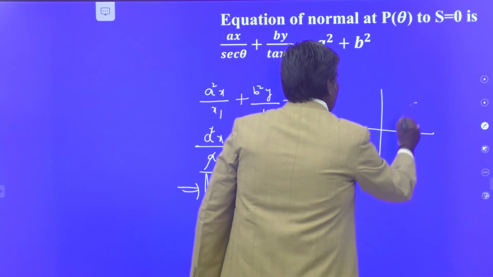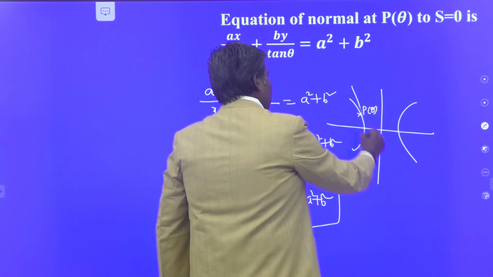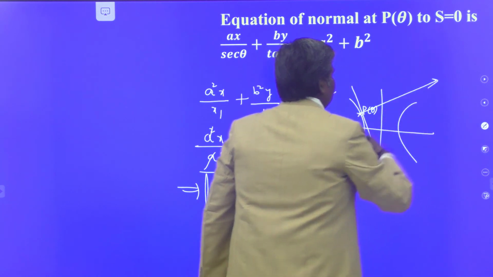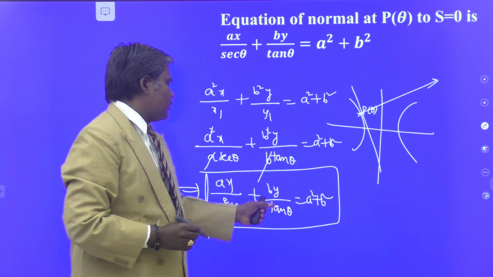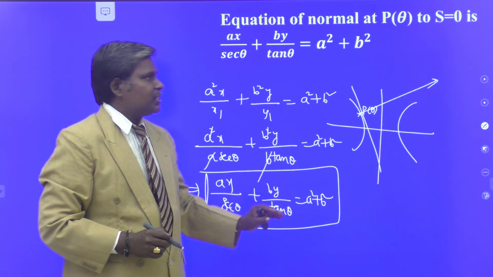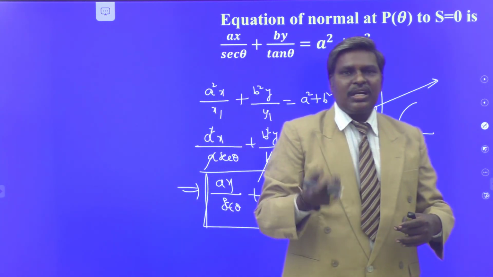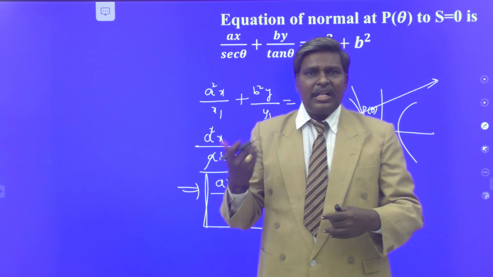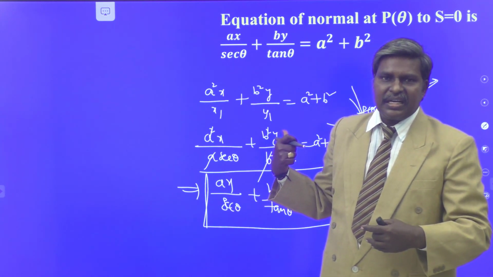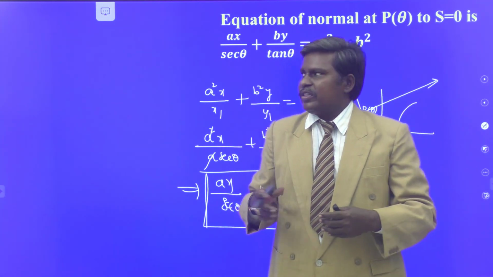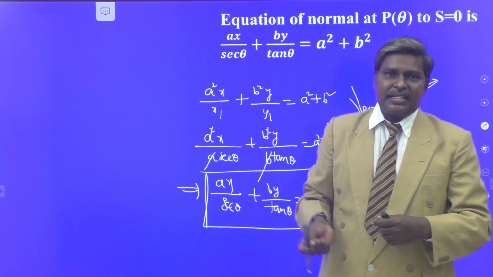Suppose this is your hyperbola. You can take the point P of theta, where theta is the eccentric angle of that point. This is the tangent at that point. You can draw the normal. Its equation is what, my dears? ax by secant theta plus by by tan theta is equal to a square plus b square. In this manner, we can write the equations of tangents in general form as well as in the particular form. Also, we can write the equation of normal at (x1, y1) and the parametric point P (a secant theta, b tan theta). So, with the help of these concepts, we will do some of the properties and problems in the next class. Thank you very much.